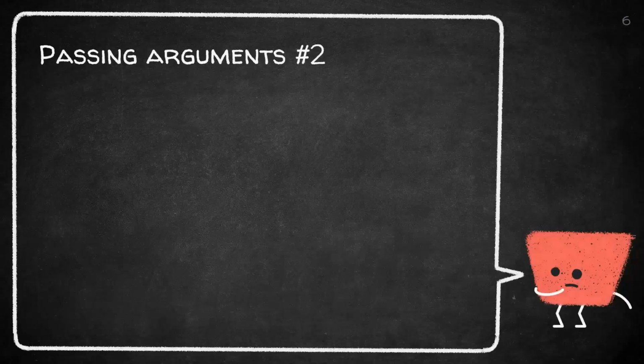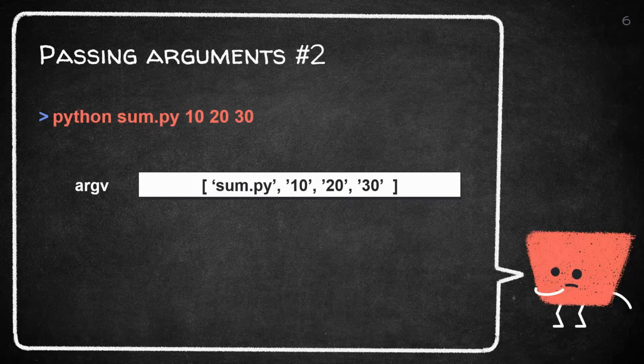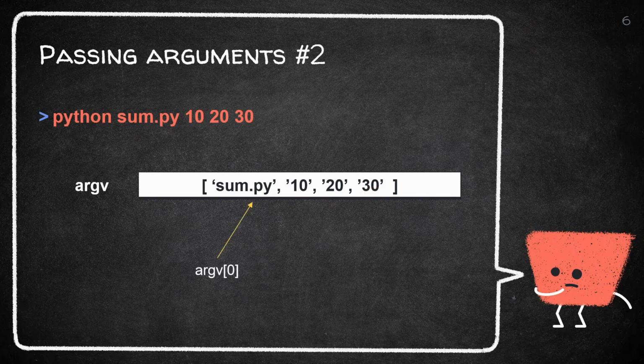Now I am considering another example where I am running the script sum.py and I am passing three integers: 10, 20, 30. Because of that, the argv list contains a total of 4 elements. As usual, the first element is the name of the script, that is sum.py, and the second element in that list is the first argument, that is 10, which is available as a string. The third element is the second argument, which is string 20, and the fourth element is string 30. Now I can access the script name by using argv of 0. By using argv of 1, I can access the first argument. I can access the second argument by using index 2 and the last argument by using index 3.